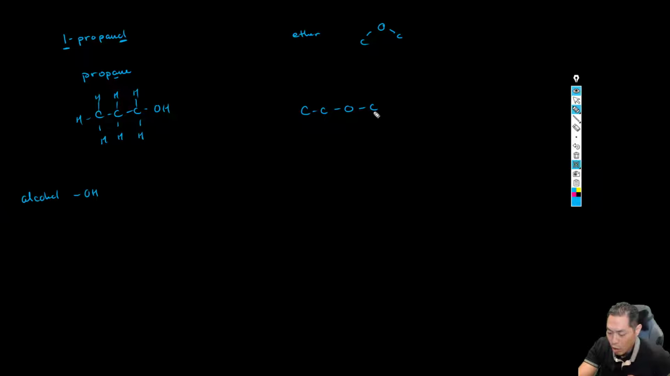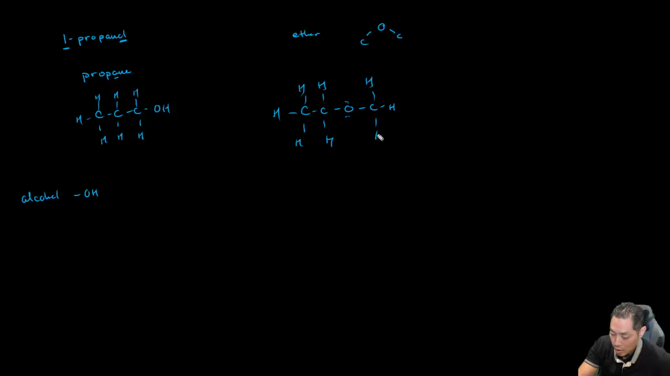So carbon needs to be bonded to 1, 2, 3, 4 things. Oxygen has 2 lone pairs, so it should look like that. H, H, H, H, H, H, H, H. All right. So here are my structures, Lewis structures.